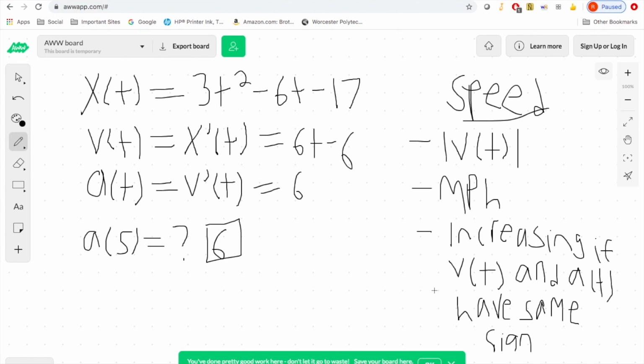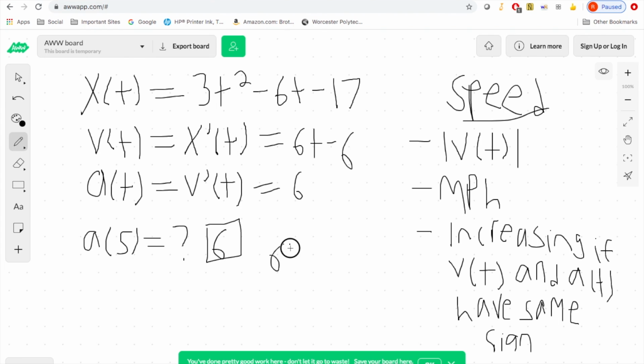I just want to try a quick problem. So based on these equations for position, velocity, and acceleration, when is the speed increasing for this function? We immediately go to velocity and acceleration. Our acceleration is always positive 6, which means it's a positive sign. So since we need the same sign for velocity and acceleration for the speed to be increasing, we immediately look for the velocity function to be positive, since acceleration is positive.